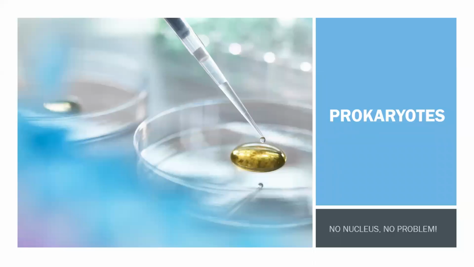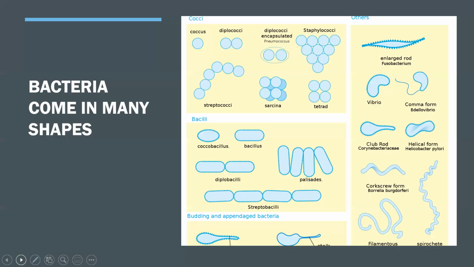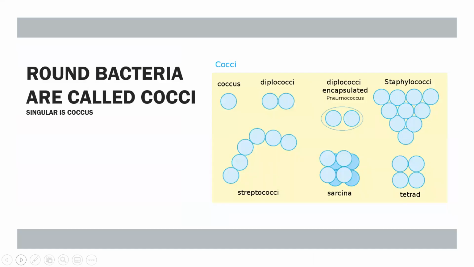Hello, I wanted to talk about some of the different shapes that prokaryotes can come in. Prokaryotes, as you may remember, are those cells that have no nucleus. So they come in many different shapes, as you can see from this diagram here. We'll go over a few of them. You don't have to have these memorized.